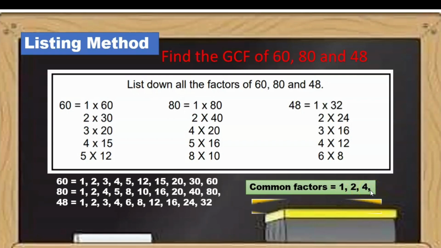And then, tignan na natin yung pinakamalaki. Yun na yung greatest common factor. The greatest common factor of 60, 80, and 48 is 4.